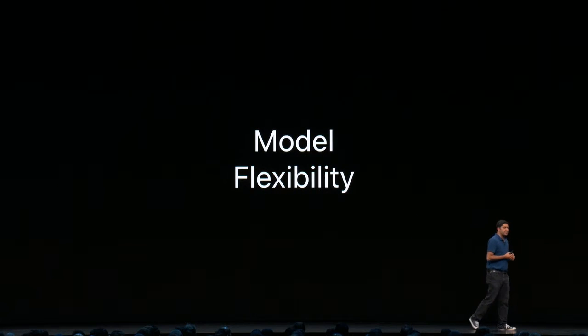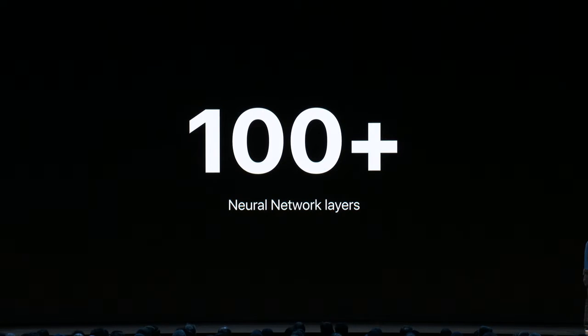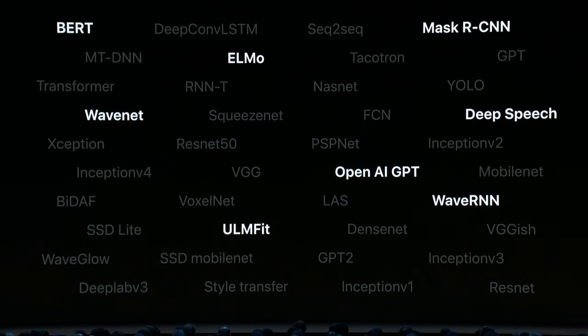CoreML has expanded support for dynamic neural networks, and we have added support for more than 100 neural network layers. This means that you can bring the most cutting-edge machine learning models into your app, such as ELMo, BERT, WaveNet.